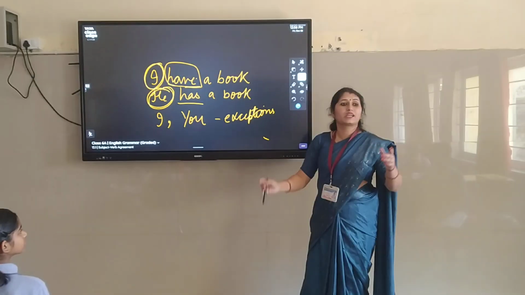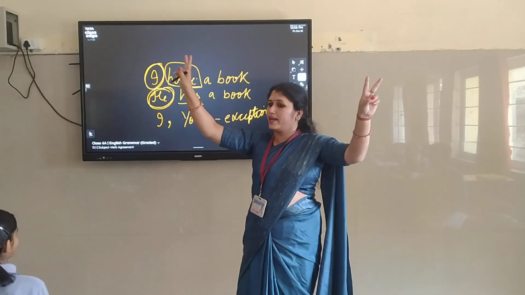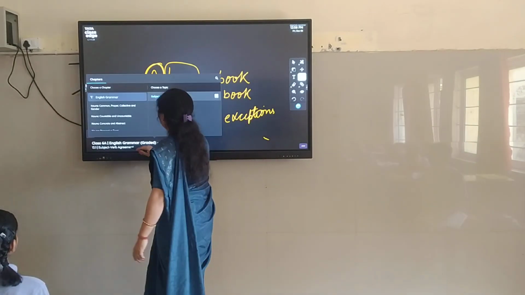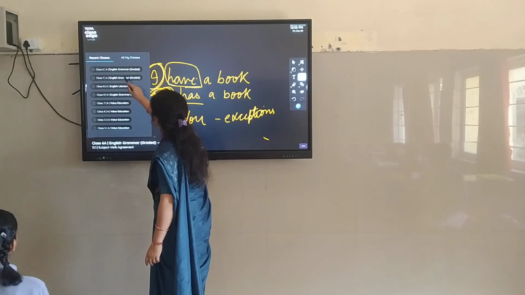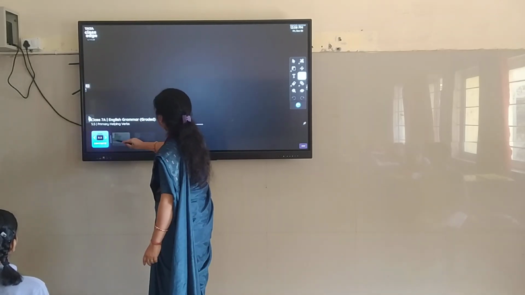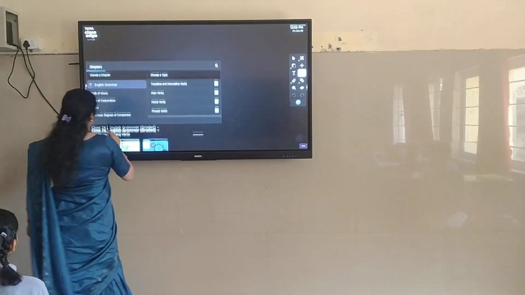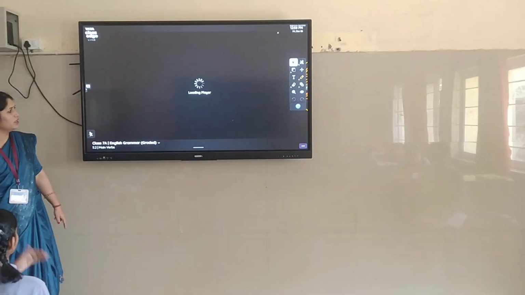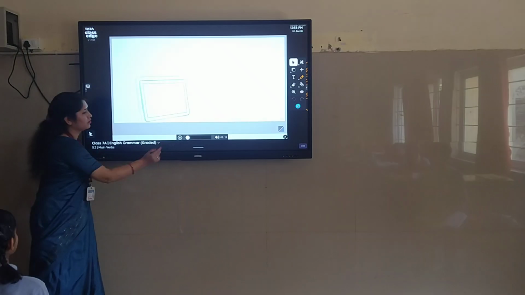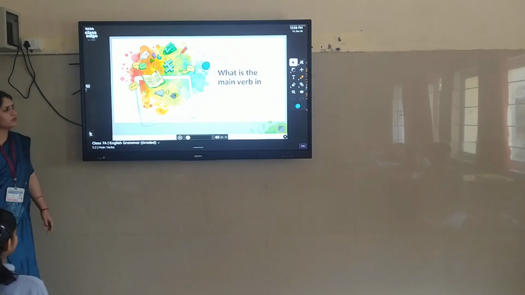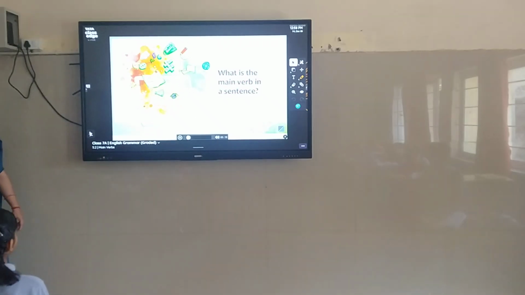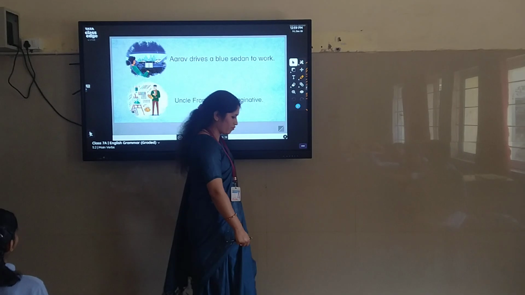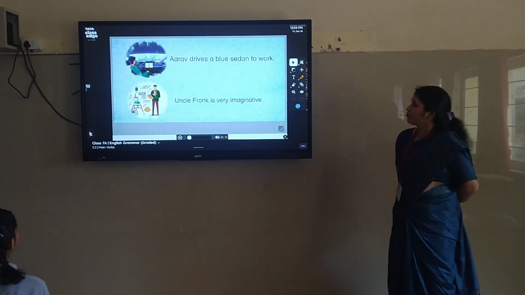Now we are going to see the kinds of verbs. There are two basic kinds of verbs. Now, look at the kinds. The first kind is main verb. What is the main verb in a sentence? Let's read some sentences to find out. Arif drives a blue sedan to work.